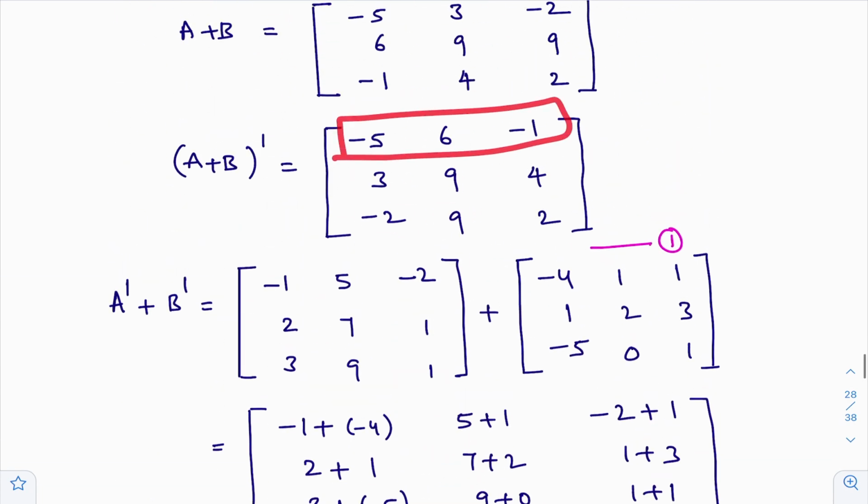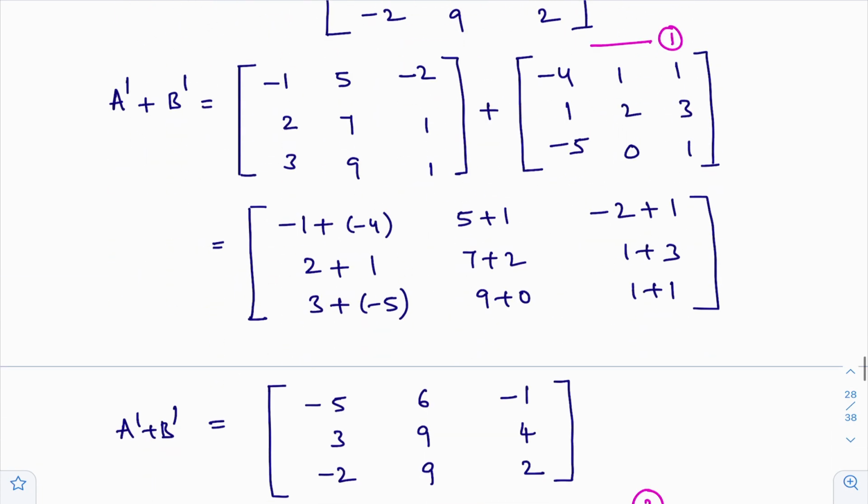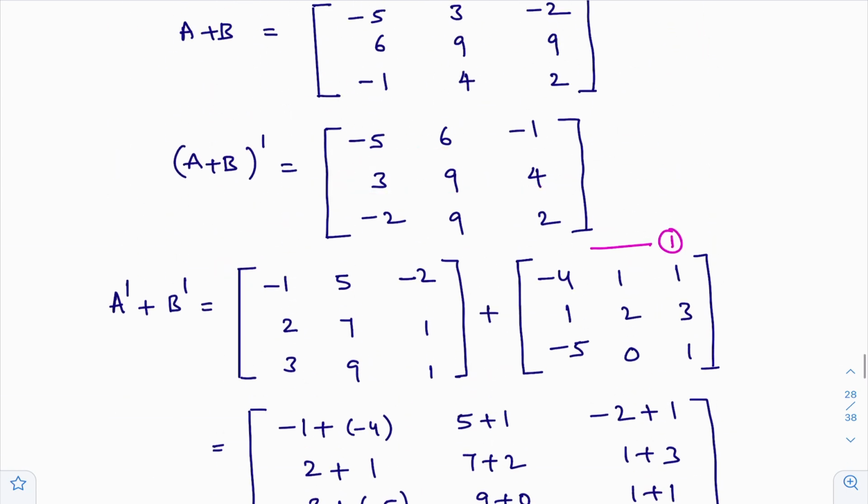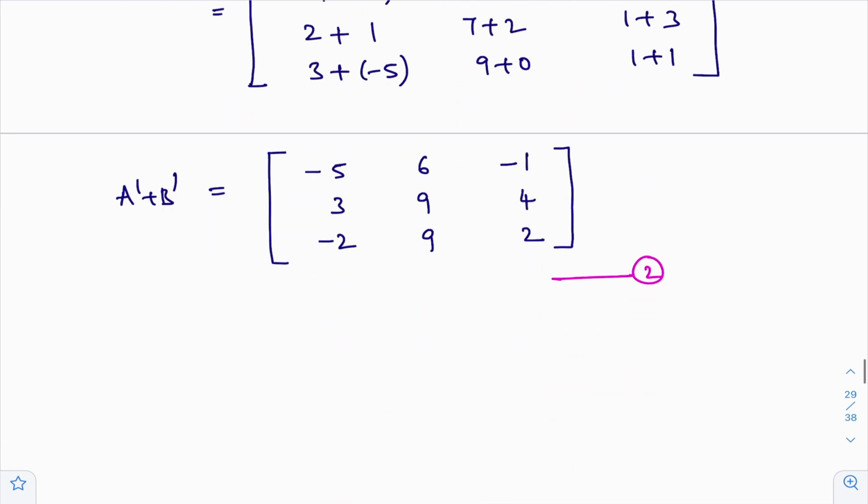Correct. Now you observe your second row: 3, 9, 4. Here you observe equation 2: 3, 9, 4. And you see here, minus 2, 9, 2. So what can you write here from 1 and 2?